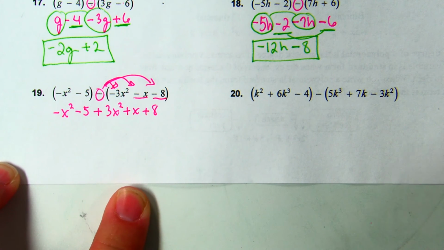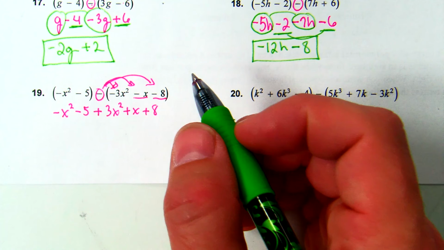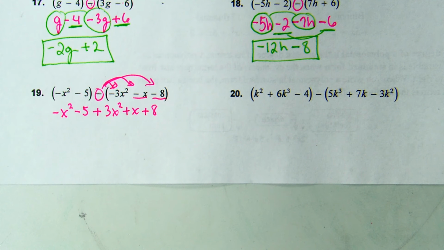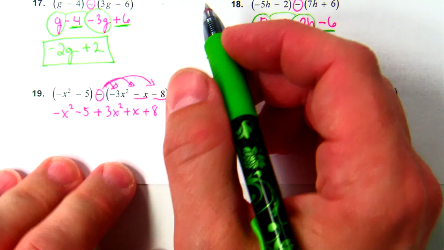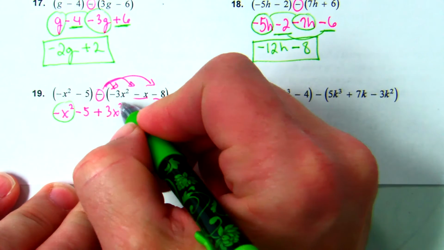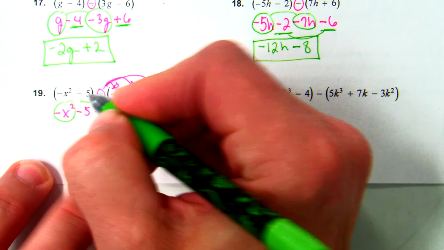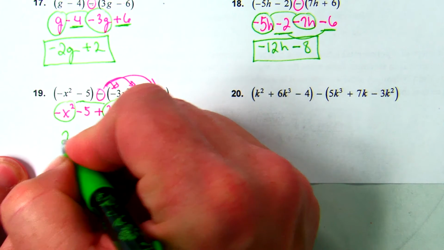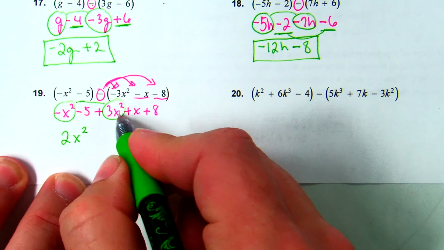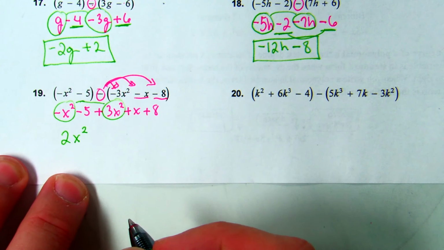Now I can combine like terms and put it in standard form. What will be the first term in standard form for this polynomial? What should be the first term if we put it in standard form? The x squareds. Yes, we have a negative x squared and we have a positive 3x squared. So when we combine those together, I should end up with 2x squared. 3 minus the 1 is going to be 2x squared.